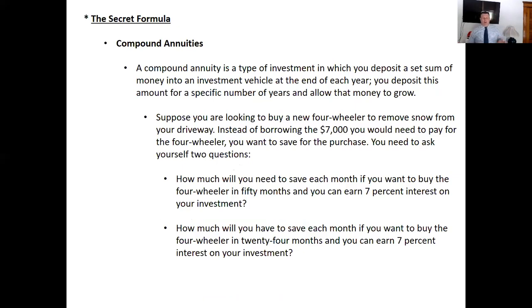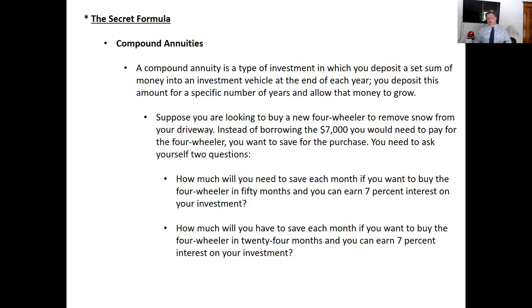A compound annuity is a little bit different. That was just a simple annuity. A compound annuity is a type of investment in which you deposit a set sum of money into an investment vehicle at the end of each year. You should deposit this amount for a specific number of years and allow that money to grow. Now, suppose you're looking to buy a new four-wheeler to remove snow from your driveway. Instead of borrowing the $7,500 you would need to pay for the four-wheeler, you want to save for the purchase.